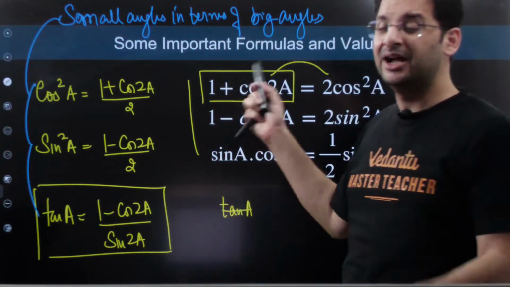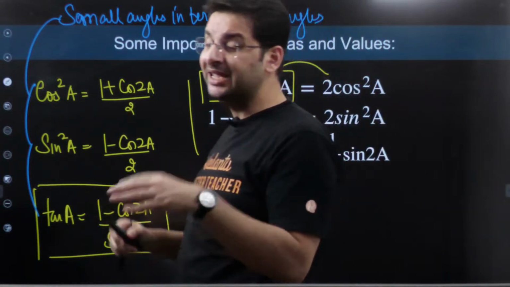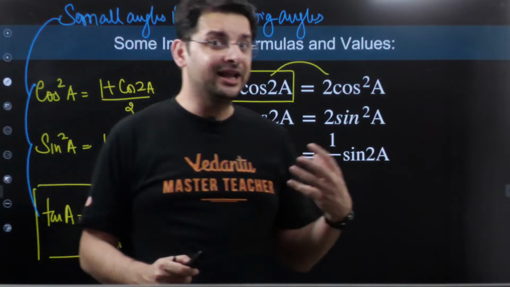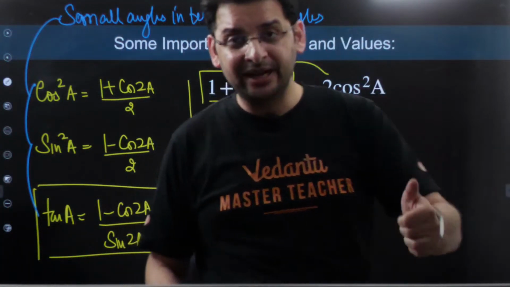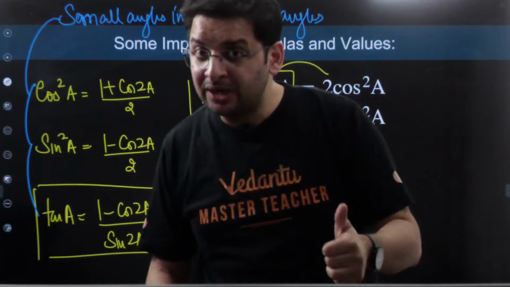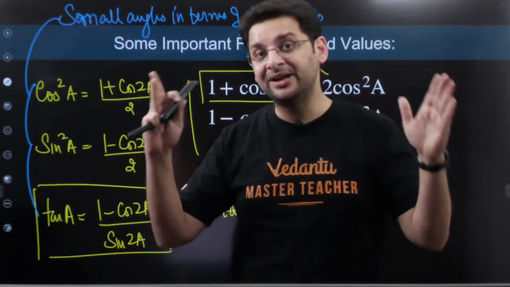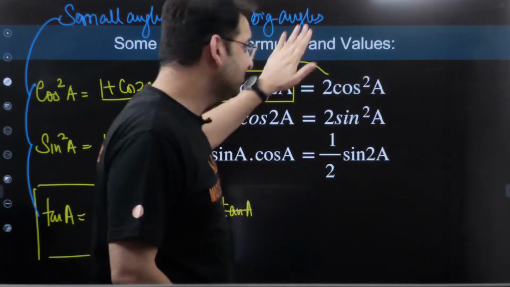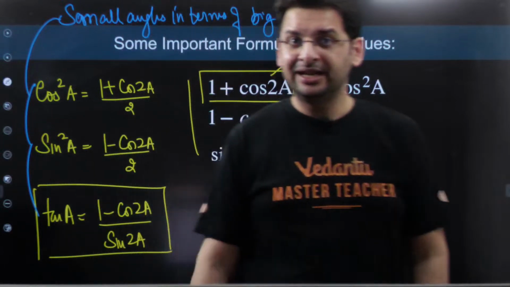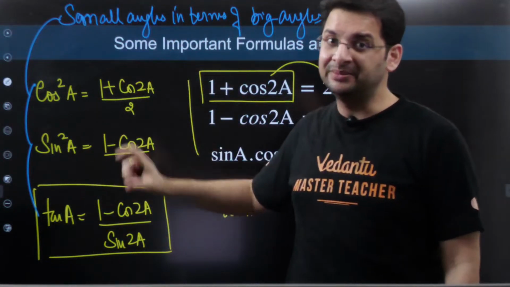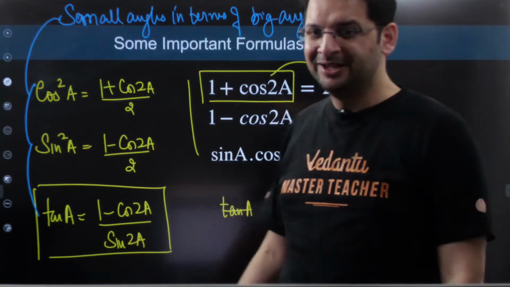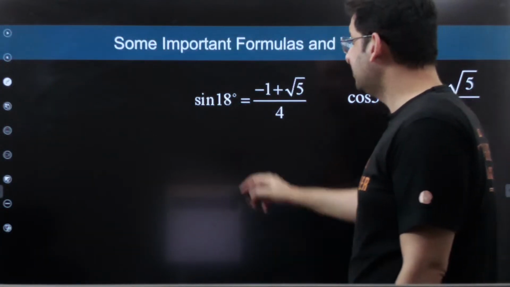These three formulas are used in questions like anything. Right? So what they are helping us to do, I'm repeating again, is to find small angles in terms of the big angles. Right? So these three working rules, these three important formulas, you have to remember these. Very important. Okay.